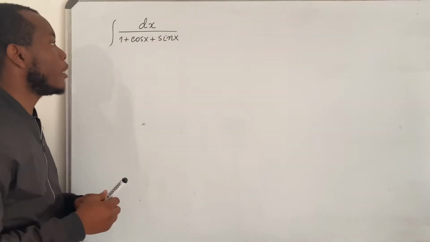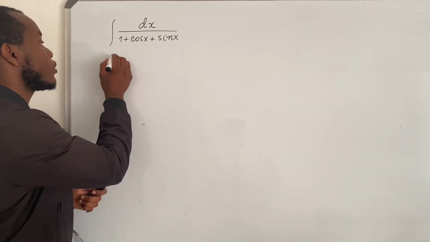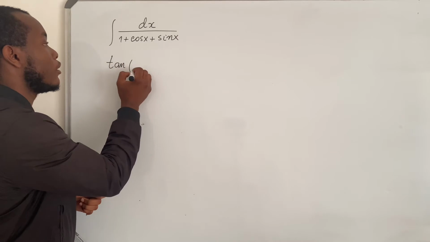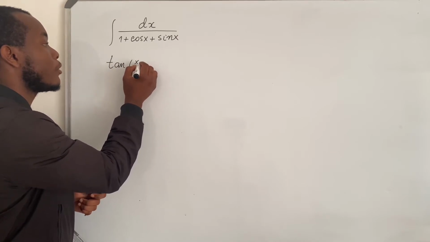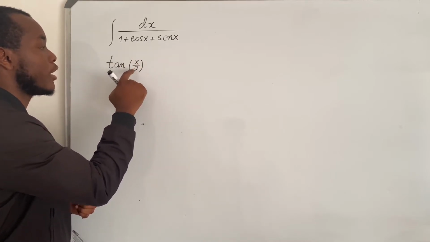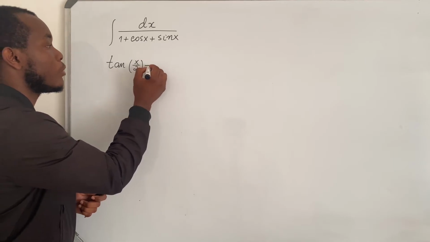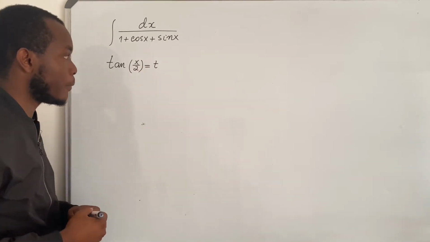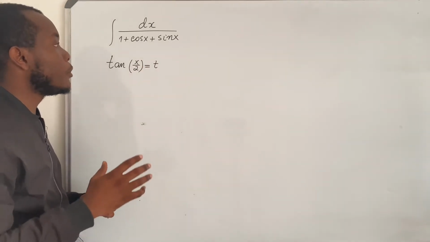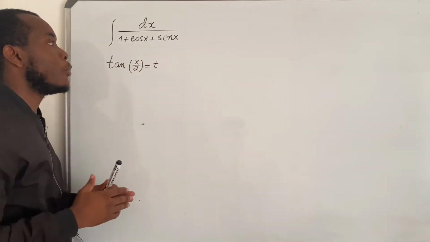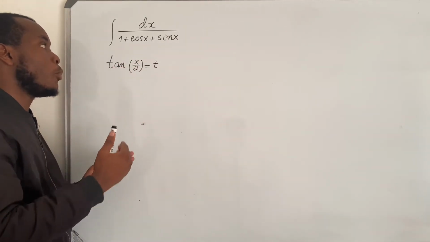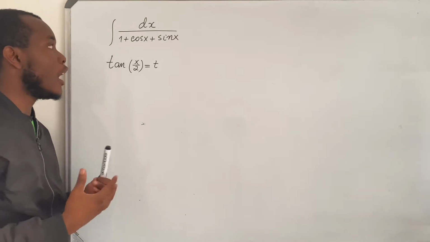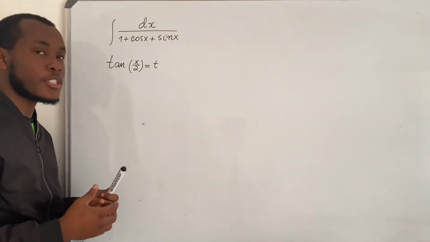For this particular approach, we always consider tan of the half of the angle, which is x in this particular case, x over 2, to be equal to a new variable. But if we check our given integral, we don't have this expression. We have cos and we have sine. How do we get the value of cos and sine?